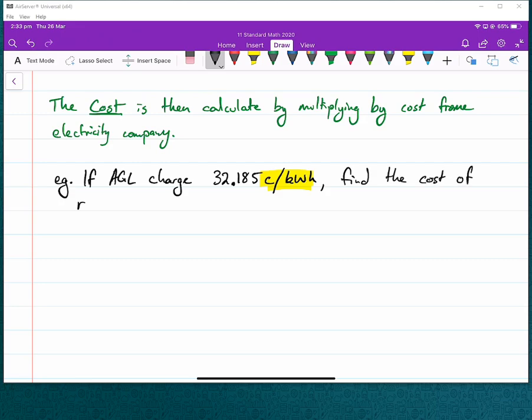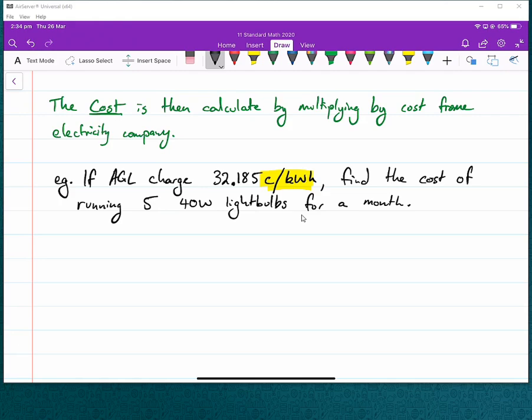So if AGL charge 32.185 cents per kilowatt hour, then we can say find the cost of running, say, 5 40-watt light bulbs for a month. Okay, so I want to leave on 5 40-watt light bulbs for a month. Now, some people do that. Some people leave on their front lights at the front of their house so that it might look good, or so that they might just like the light, so when they get home late, they can see.